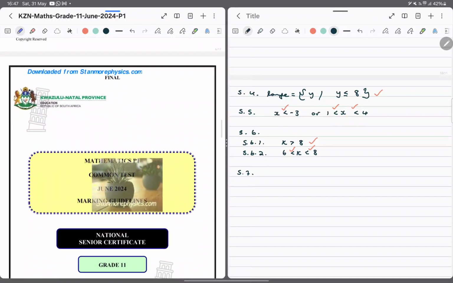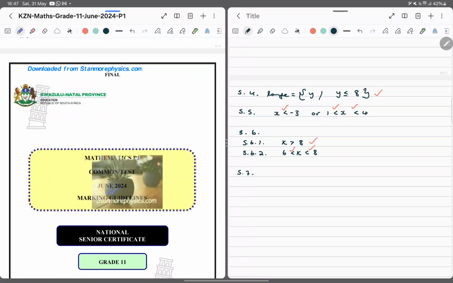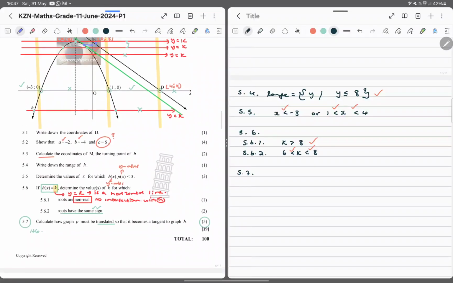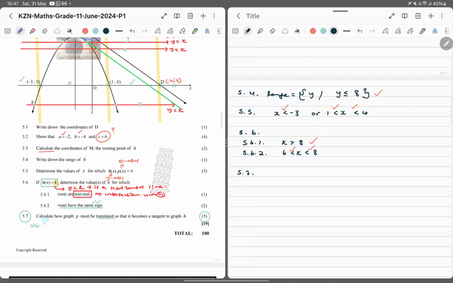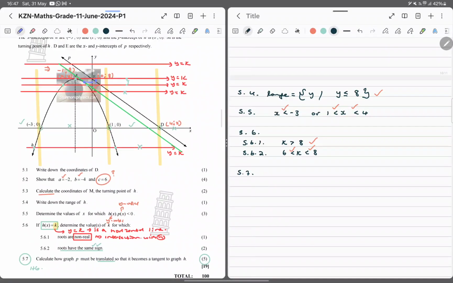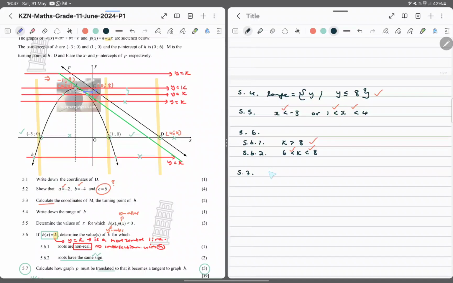Okay, what is this? Oh, these are the marking guidelines. So we can check if our answer above is good. So, you know that question that we were not so sure, we will confirm. Now calculate how graph P must be translated so that it becomes a tangent to graph of H. Nice. So first of all, this already tells us, did we find the equation? Yeah, we did. This technically says we want to say H of x is going to be equal to P of x minus m.